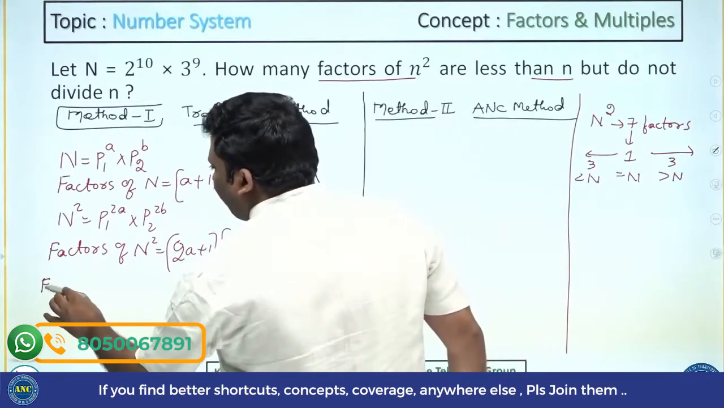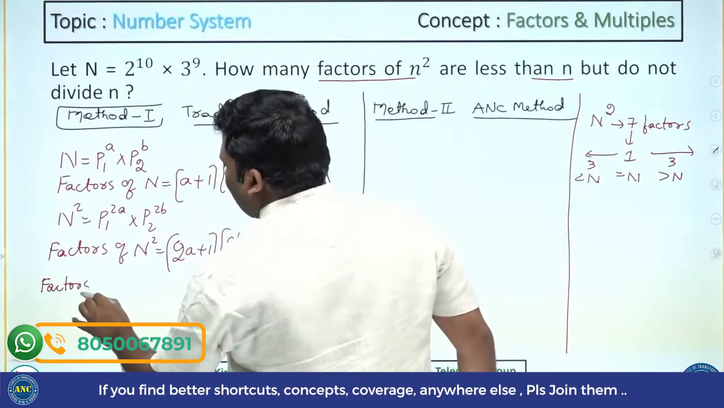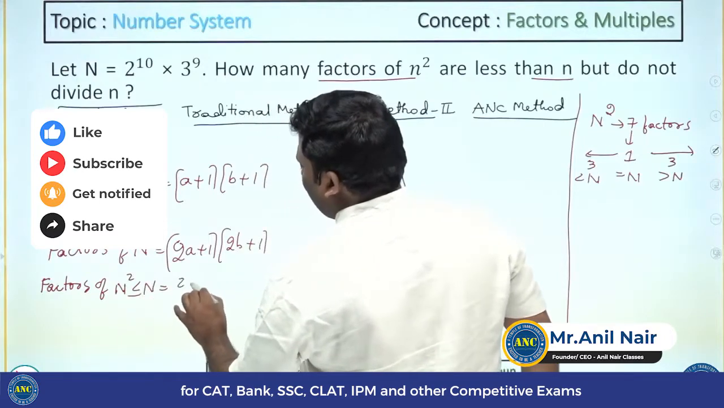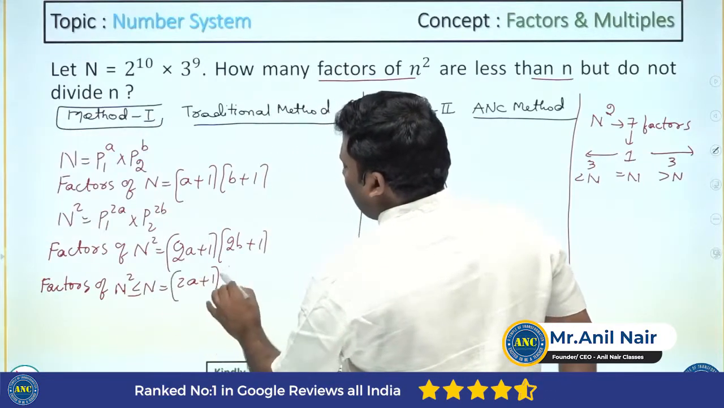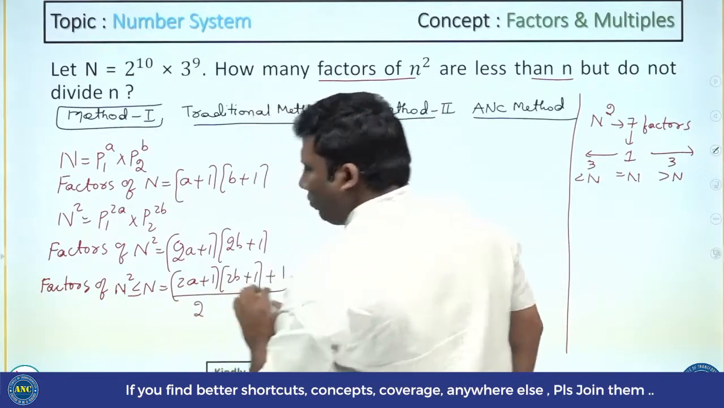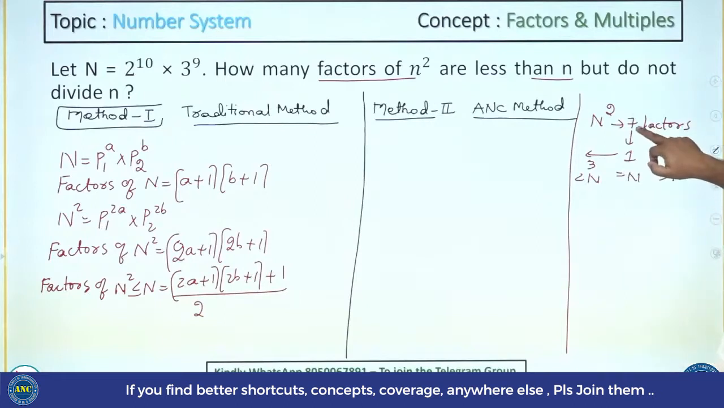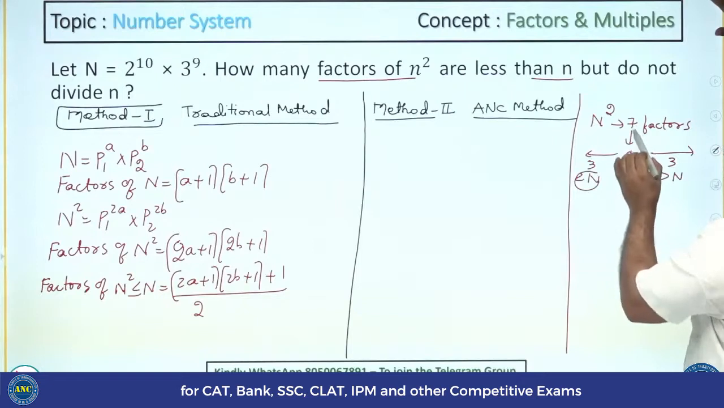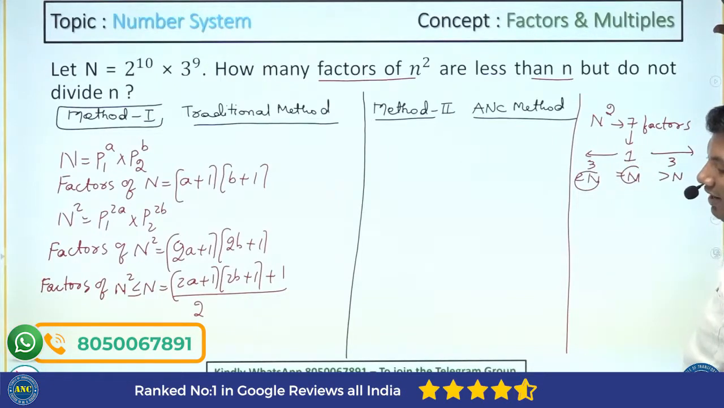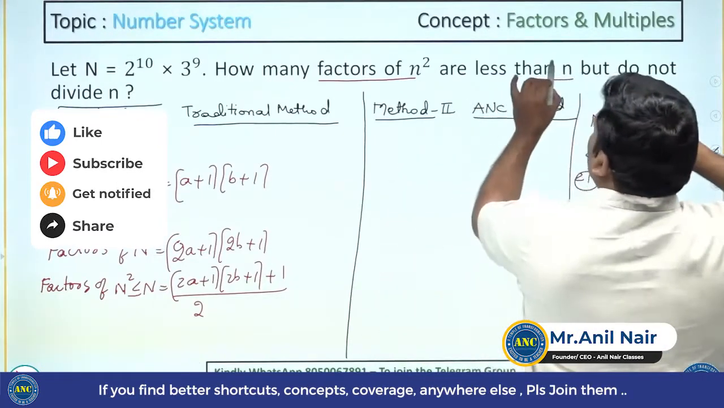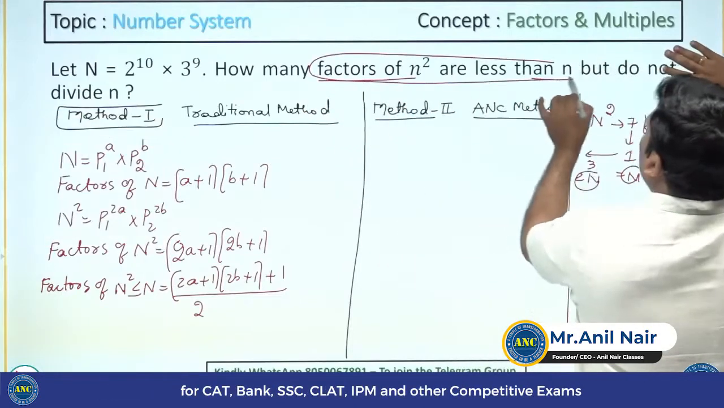So factors of n square less than or equivalent to n will be 2a plus 1 into 2b plus 1, plus 1, by 2. See here, if it is 7 factors, less than or equivalent to n: 7 plus 1, 8, 8 divided by 2, which is 4. Are you all with me? From this, factors of n square less than or equal to n, I did it.